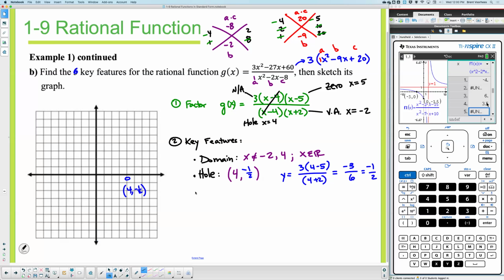Now that's 2 key features. The next key feature I'm going to write is vertical asymptotes. I'm just going to do VA from here on out. Did we have any vertical asymptotes? Where at? X equals -2. Make sure you put x equals. If you don't put x equals, you will not get credit when it comes time to get college credit. You will not be given college credit for that if you don't put x equals.